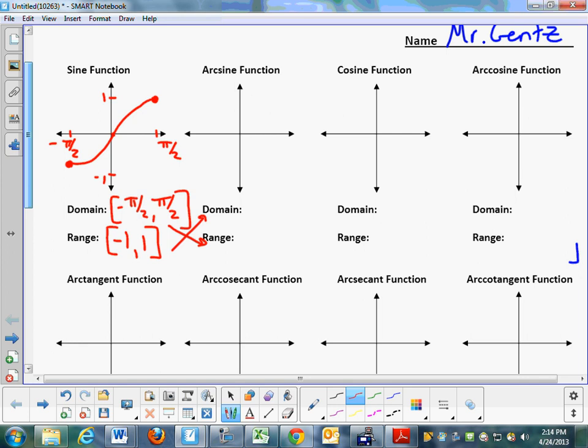So now what we're going to do is make our own sketch of arc sine. We've already seen it. Now we're going to understand why it did what it did. So our domain is now going to be from negative 1 to positive 1. So I'm going to mark those values on the x-axis, negative 1 to positive 1. And the range values are going to become negative pi over 2, positive pi over 2. Pi over 2 up here, negative pi over 2 down.